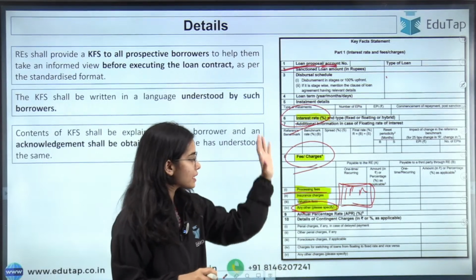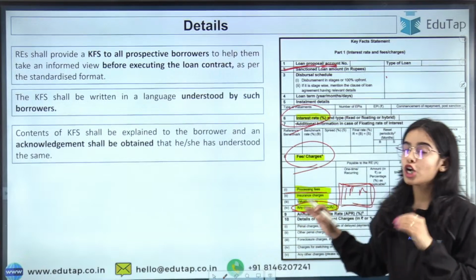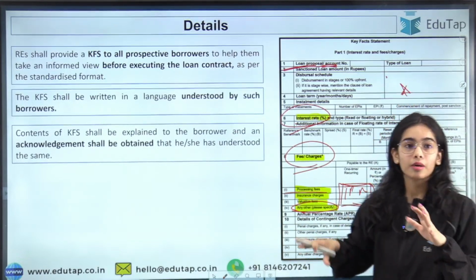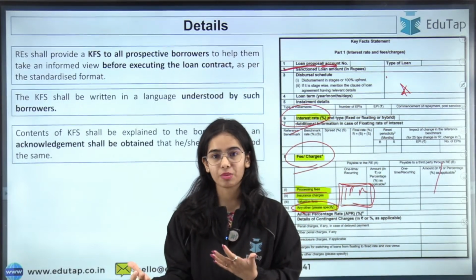So I hope this is easy to understand now, how the RBI has said that the key fact statement should be provided in this manner. So it is easier for the person taking the loan to understand what are the charges that have to be given.